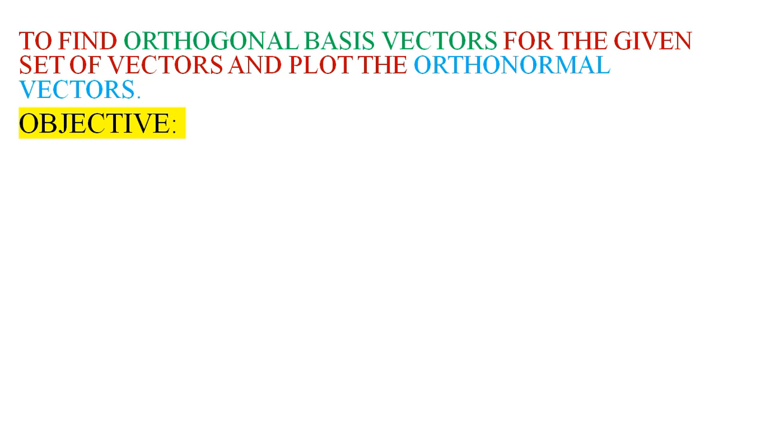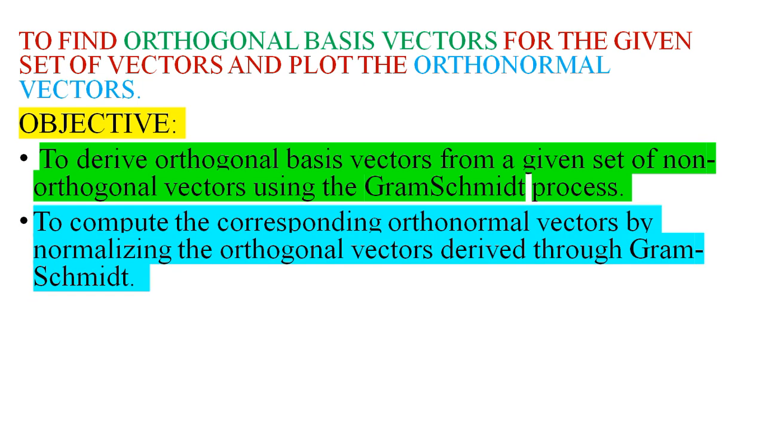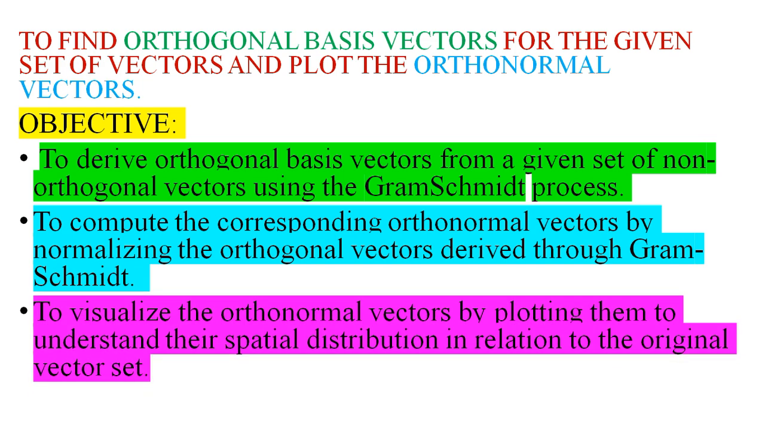First, you have to derive orthogonal basis vectors from a given set of non-orthogonal vectors using the Gram-Schmidt process. The second step is to compute the corresponding orthonormal vectors by normalizing the orthogonal vectors derived through the Gram-Schmidt process. The last step is to visualize the orthonormal vectors by plotting them to understand their spatial distribution in relation to the original vector set.